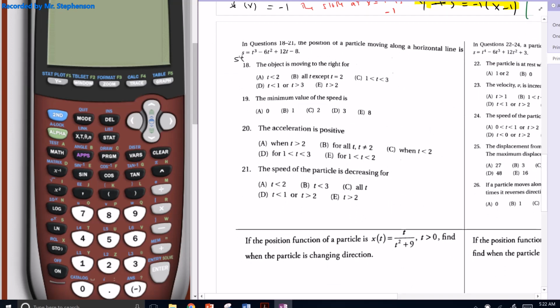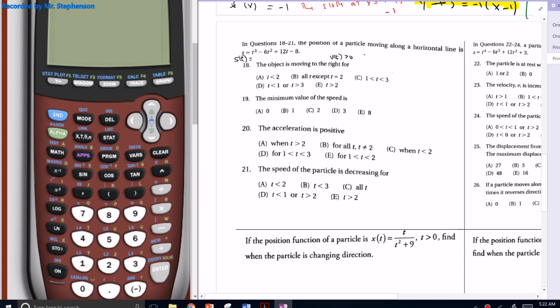Remember, this is basically s of t. Don't be confused with speed or anything. It's s of t, the position function. We want to know when the object is moving to the right. If it's moving to the right, this means that the velocity will be greater than 0. So you need to find the velocity function and determine when it's greater than 0.